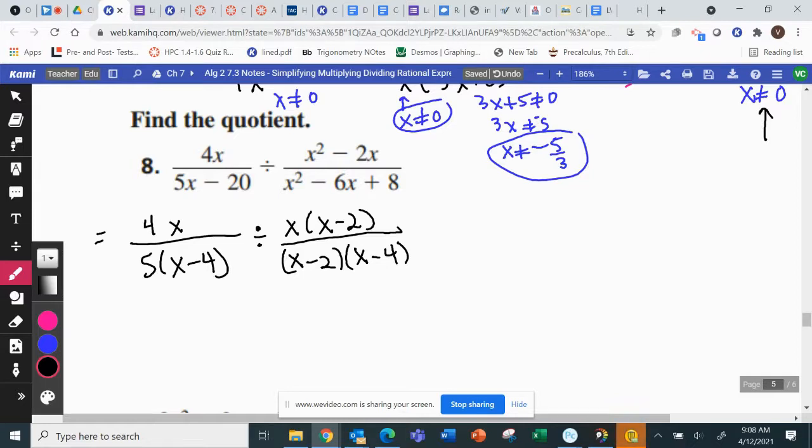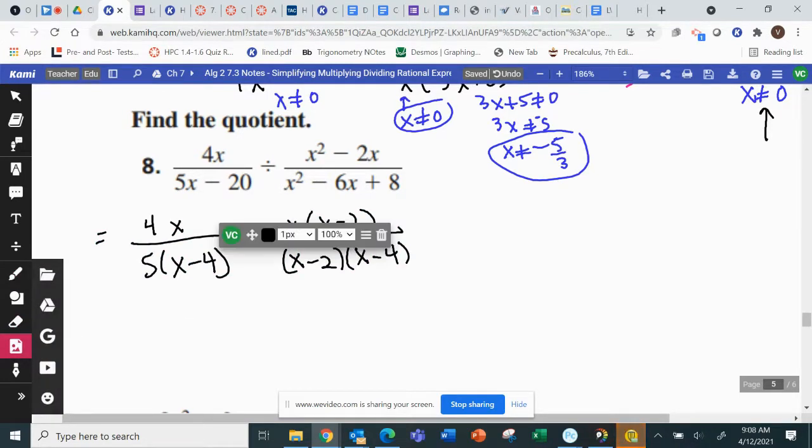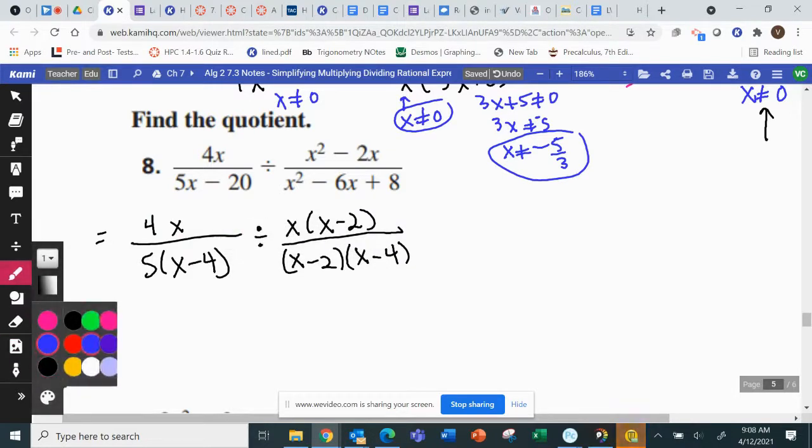Ella, after I factor, what should I do next? Domain restrictions. Excellent. So let's see. X minus 4 can't equal 0, so x cannot equal 4. X cannot equal 2. And this x cannot equal 4 again is the same thing. All right, we did the first step.